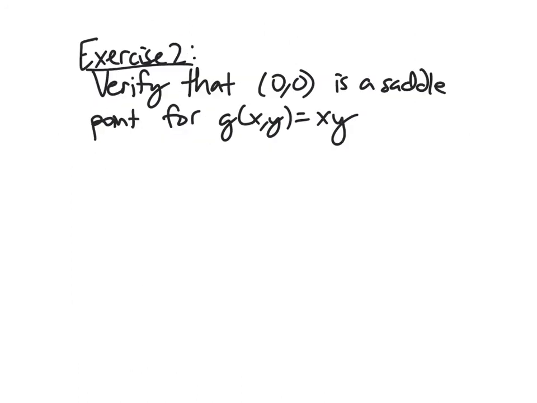Now that we have the tools, I want you to verify that 0, 0 is a saddle point for that function xy. I claimed it was not a max or a min. I want you to use that second derivative test. So basically you should be finding D and then checking its sign to verify that this is a saddle point for that function.